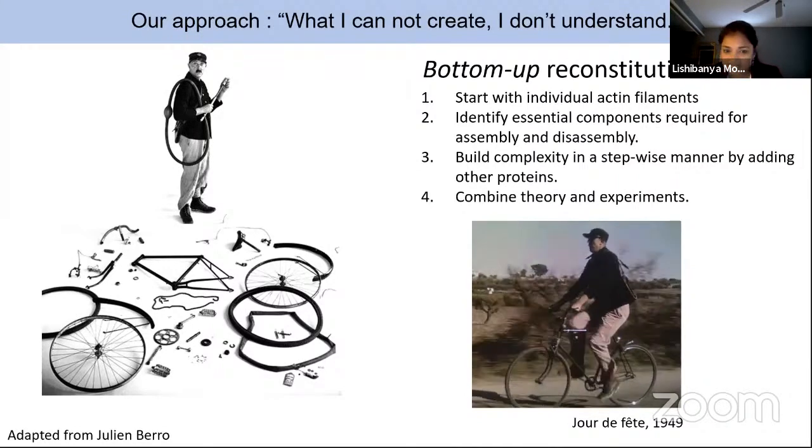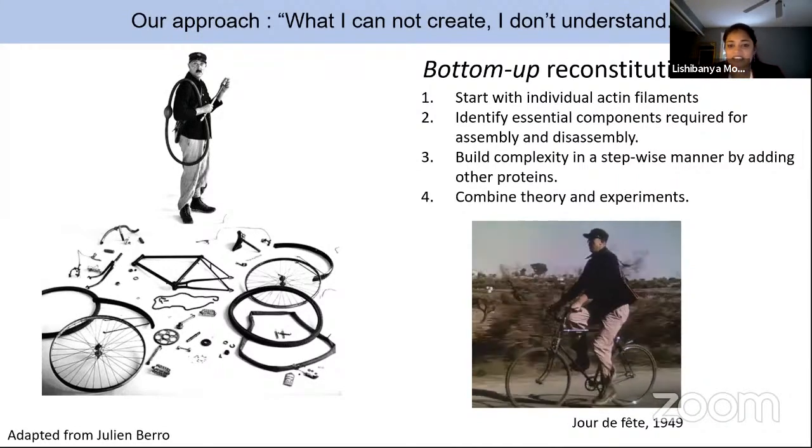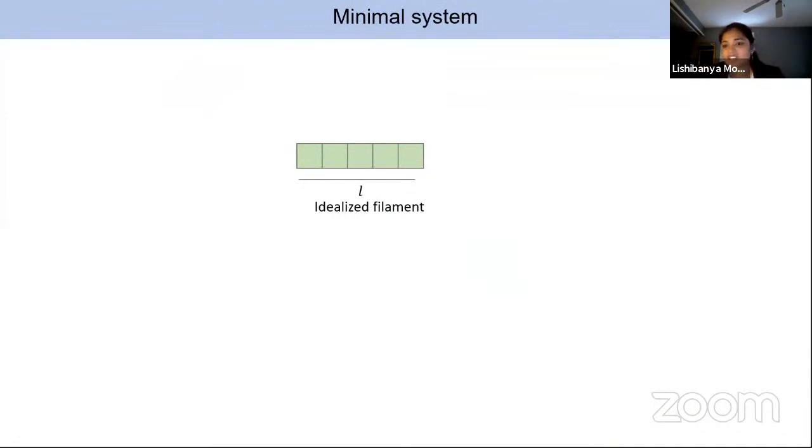So how are we going to study it? The thing that we're going to do is, first of all, an abstraction. We're going to think of the actin filament as a one-dimensional filament made up of monomers.